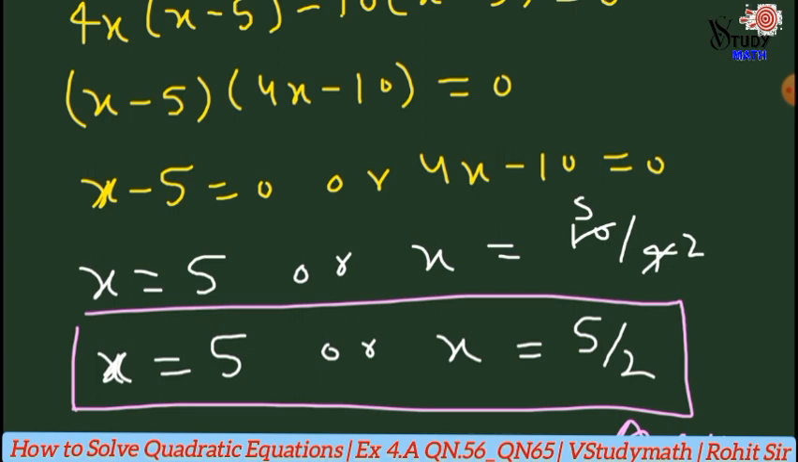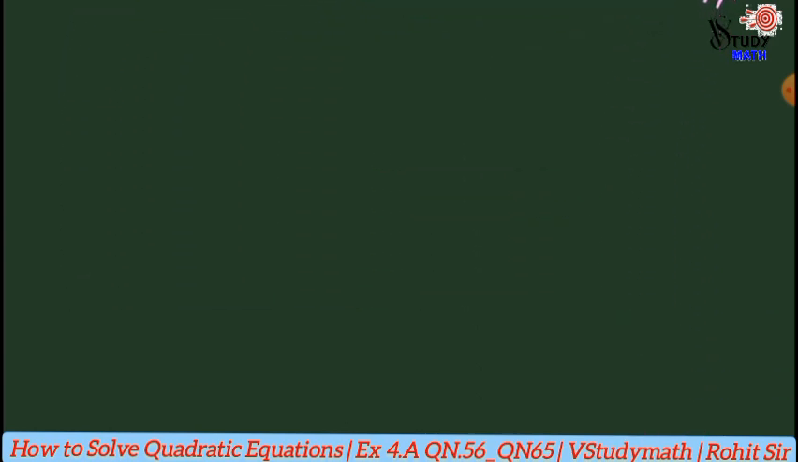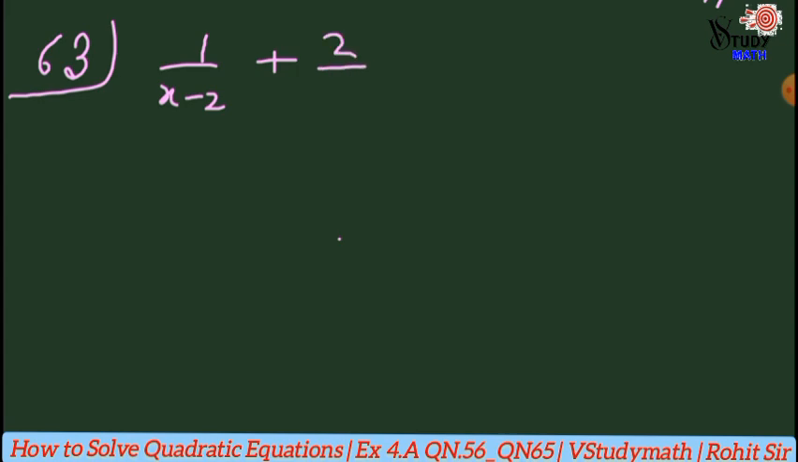Now move to the question number 63. Let's solve the question number 63 from R.S. Agarwal book of class 10th. And question number 63 is 1 upon x minus 2 plus 2 by x minus 1 is equal to 6 by x. Now solve this quadratic equation.